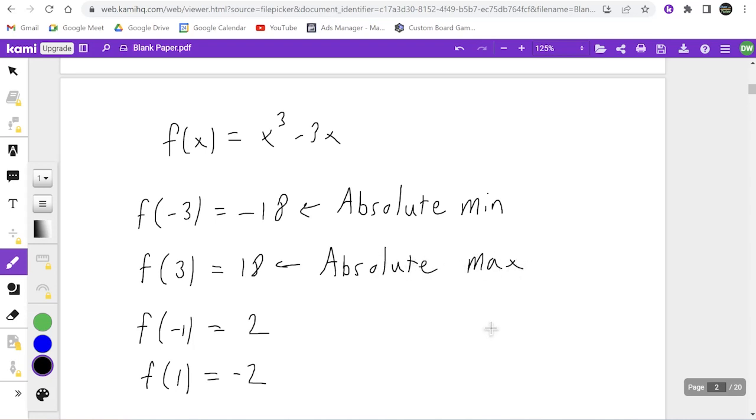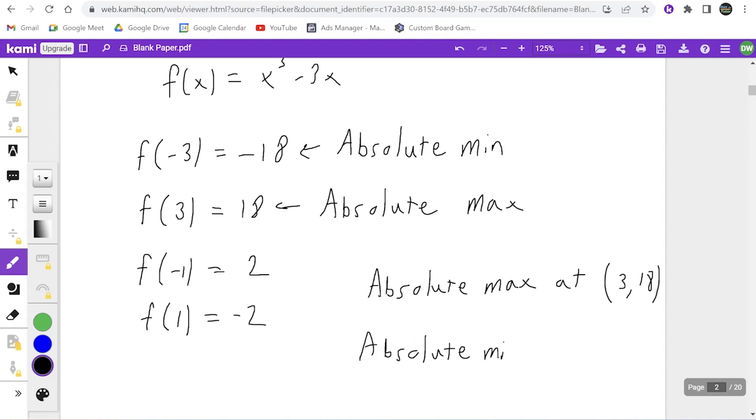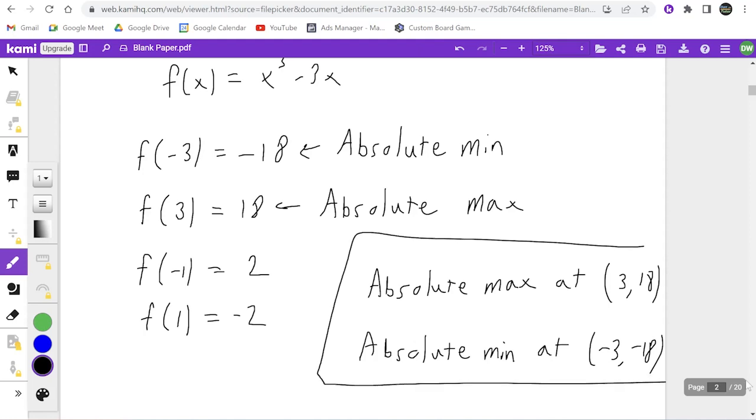But I'm not going to write it like this. I'm going to write it in a nice looking way. Let me explain. I'm going to say there is an absolute maximum, or max, at the coordinate point 3, 18. Why am I writing it like this? Because x is 3 and y is 18. Then using the same logic, I would say there's an absolute minimum at negative 3, negative 18. And that's how I'm going to write my answer. It looks much better than just pointing with arrows. Any questions on that?